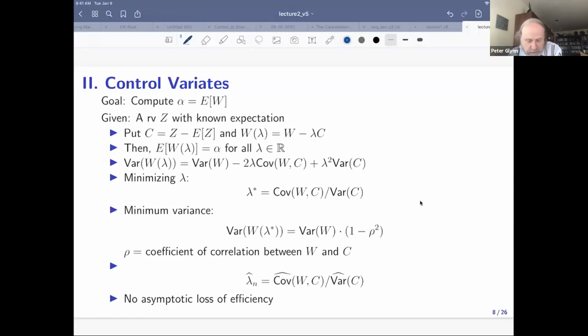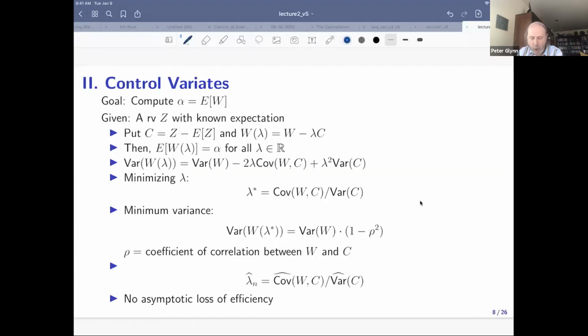All right, so let me start with one of the most simple of all variance reduction methods, but one that is very, very general, applies in many different contexts, and often can be quite powerful, quite useful when appropriately applied. So again, we're going to start off with the goal of trying to compute a particular expected value. We're going to compute the expected value, let's say, of a random variable W. And suppose that we have some random variable Z with a known expectation.